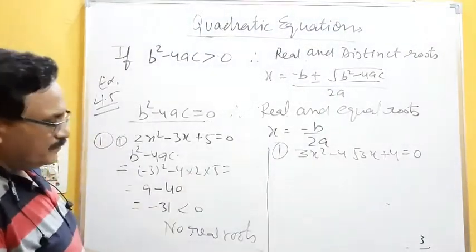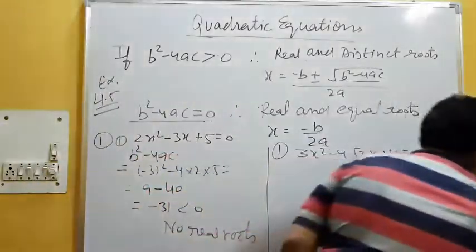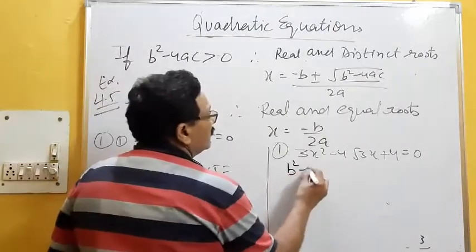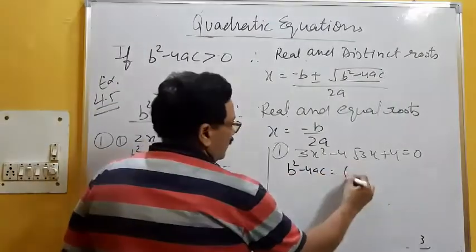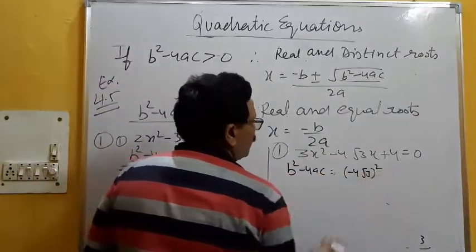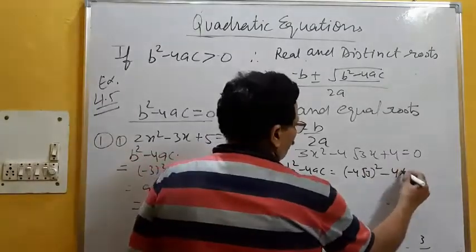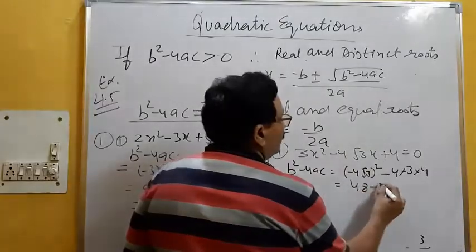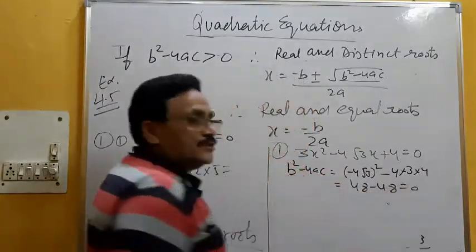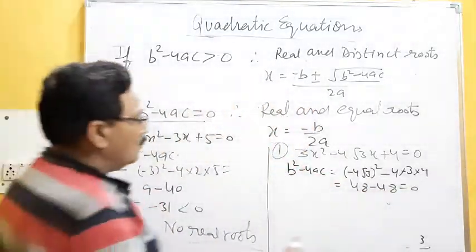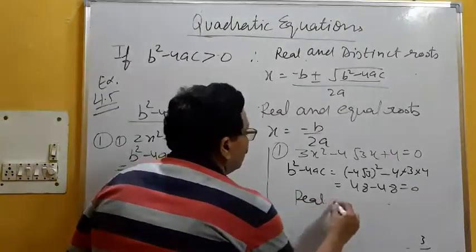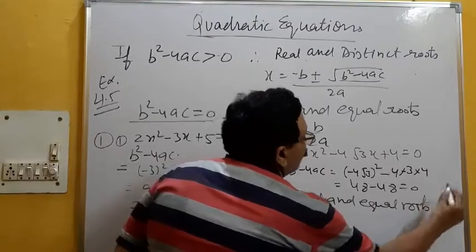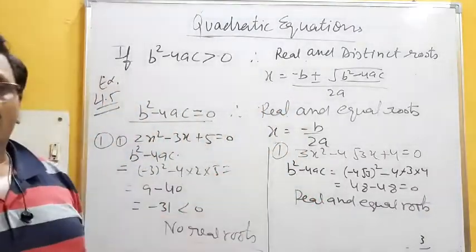Now check this question. b square minus 4ac: minus 4 root 3 square plus 4 into 3 into 4. When you solve it, you will get 48 minus 48 is equal to 0. Okay, so now real and equal roots. You write real and equal roots.